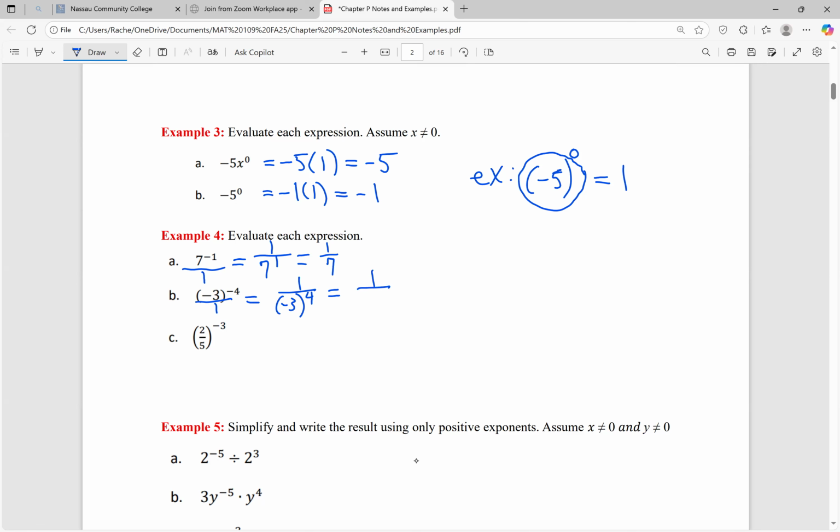My result's going to be positive because I'm taking a negative and multiplying it by itself an even number of times, 4 times. So it's going to be positive. And 3 times 3 is 9, 9 times 3 is 27, and 27 times 3 is going to be 81. So we're going to have 1 divided by 81.